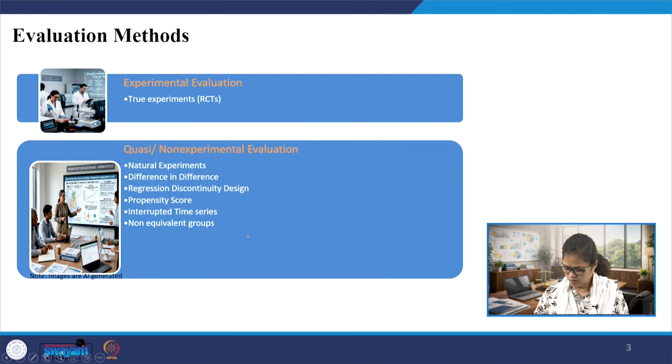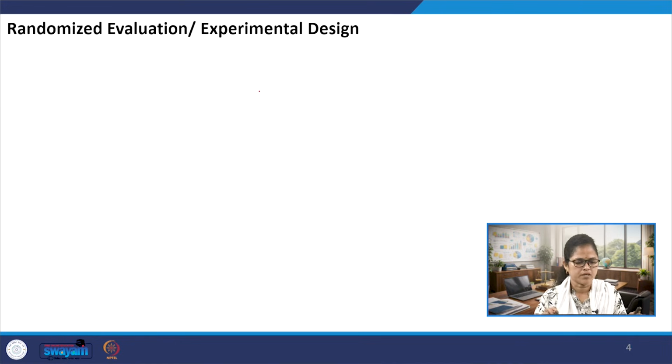Now we can discuss the broad evaluation methods for policy appraisals or program appraisals. Basically, the evaluation methods can be divided into two broad parts. The first one is experimental evaluation, and the second one is non-experimental evaluation. Under experimental evaluations, we take the true experiments, that is randomized control trials, and under non-experimental evaluation, we take into account natural experiments, DID, regression discontinuity design, propensity score, and others. Today we'll be focusing on the first part.